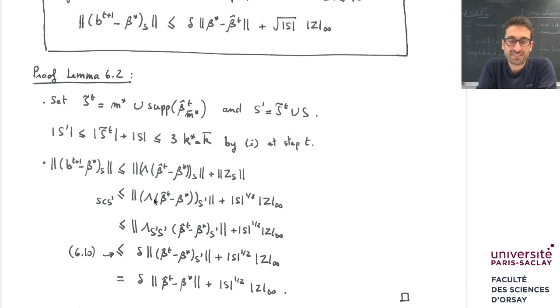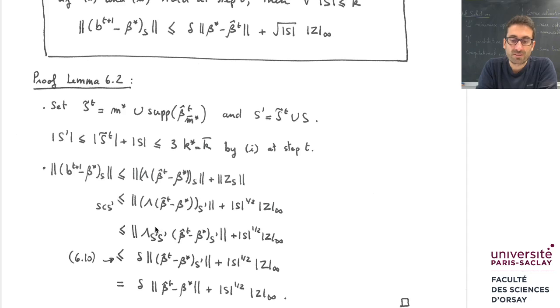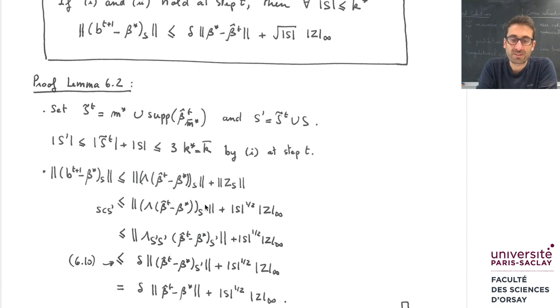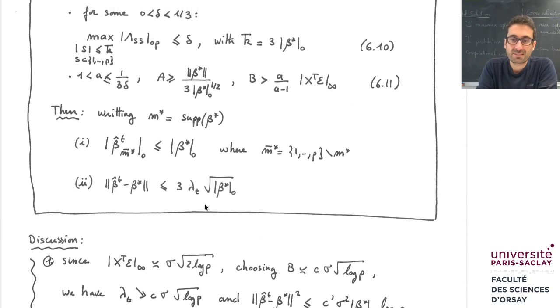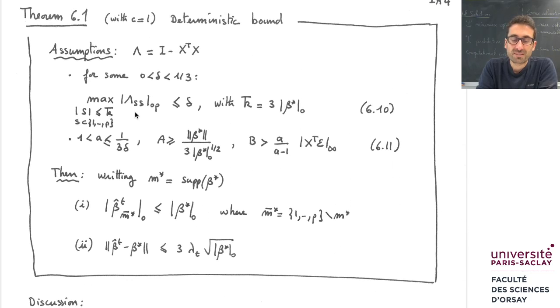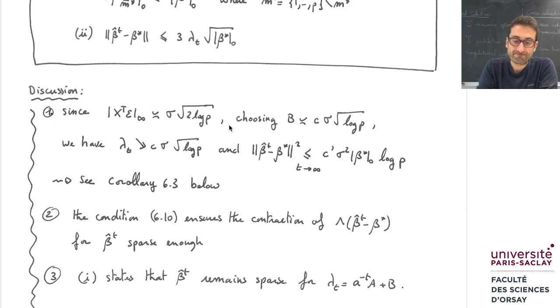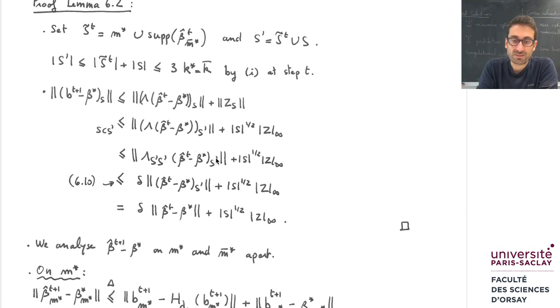Right, so why did I write this term in this way? Simply because I want to use the restricted isometric property, 6.10, this property here, and I will be able to use it because I have S prime, which has a cardinality smaller than k bar. So I use this property, and I get this contraction, this is smaller than delta times this quantity. This is just by hypothesis, it's the restricted isometric property.